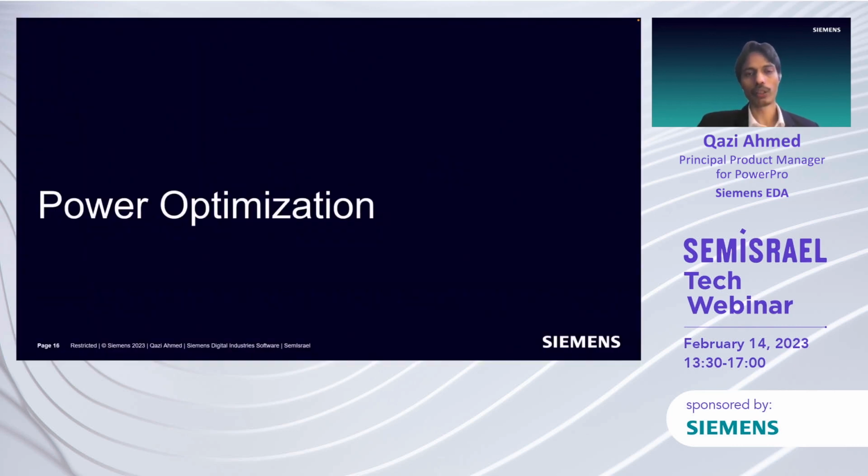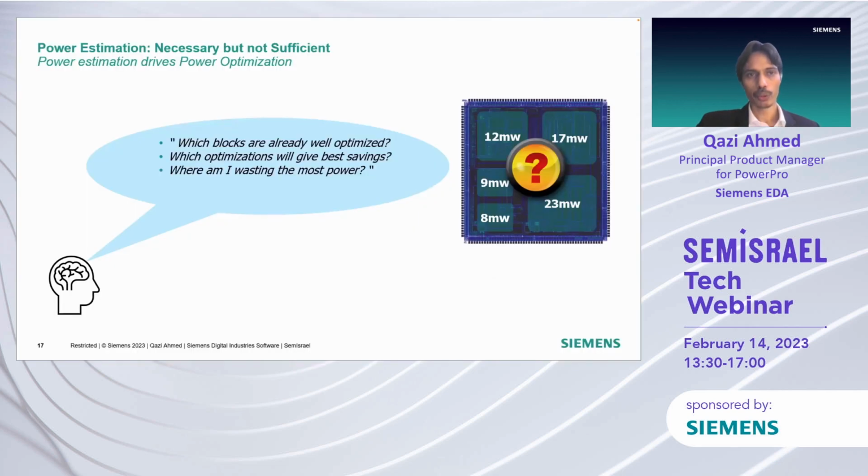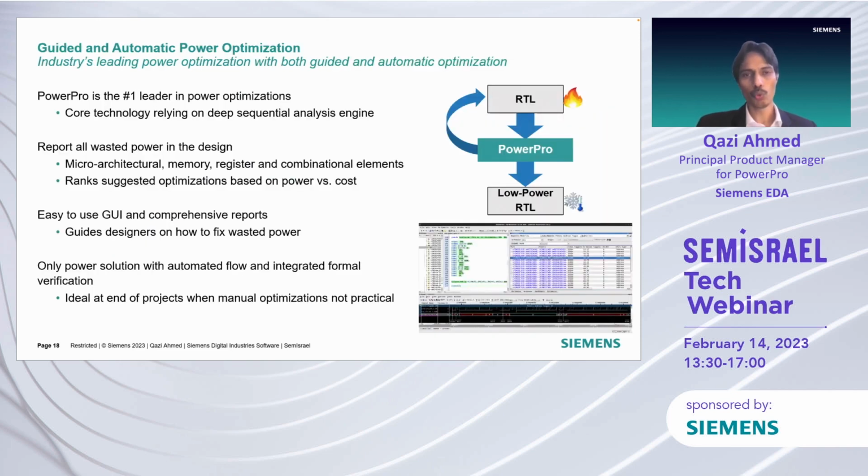Finally, PowerPro for power reduction has power optimization. So if you're doing power estimation, you know what your power is, but then what? Of course, if it's higher, you want to reduce it, and you want to find out where you're wasting power and what's the best way to reduce this power. So PowerPro has two versions of power optimization. They're called guided and automatic. Guided power optimization is like, we suggest the changes, you make the changes and factor them into your RTL, you verify them, and you're good.